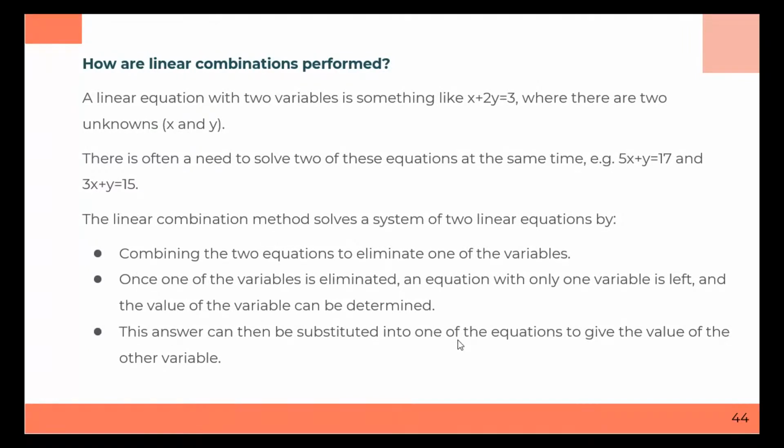5x plus y. Next, x plus 2y. Ax plus y. Then what it says: combining the two equations, eliminate one variable. So this is done. Next.